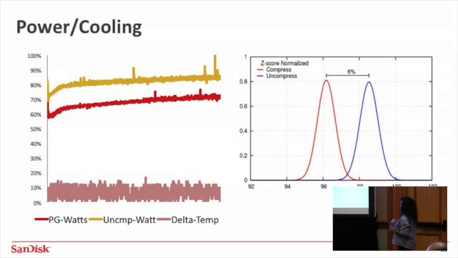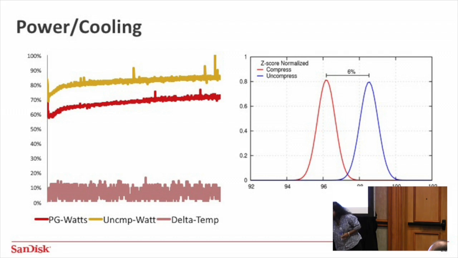Over token ring. Yeah. This essentially shows that compression runs at lower wattage than the uncompressed. It runs cooler than the uncompressed. The actual card is running cooler. So it saves power. Again, the benefits of not writing as much.